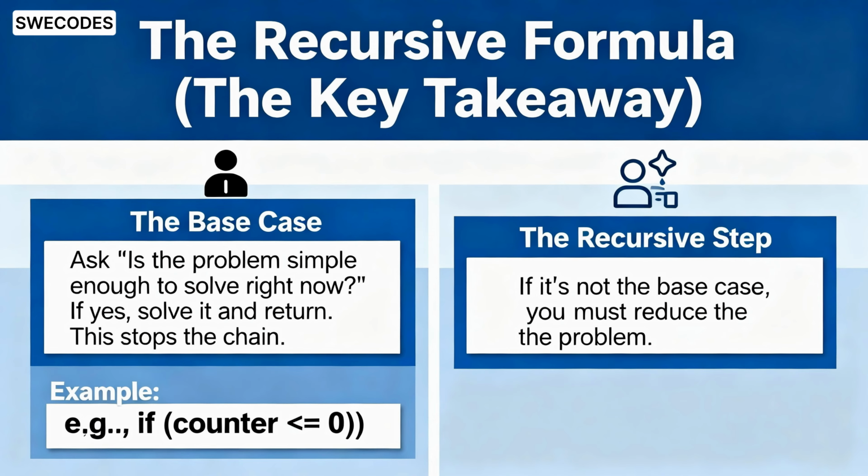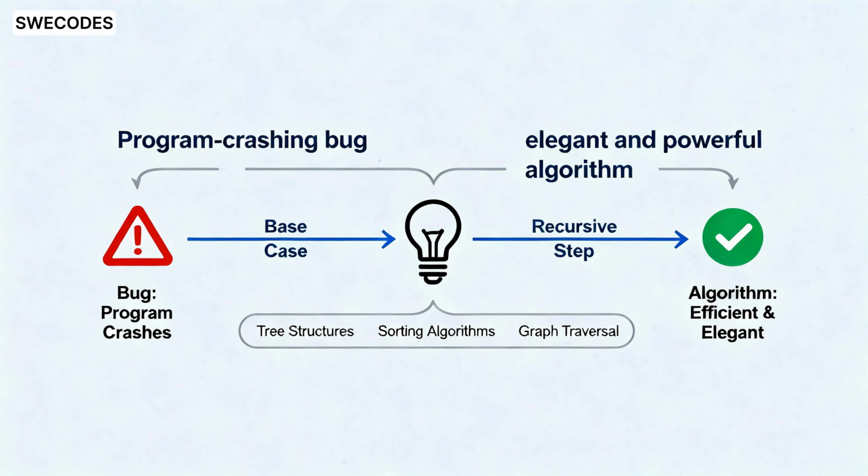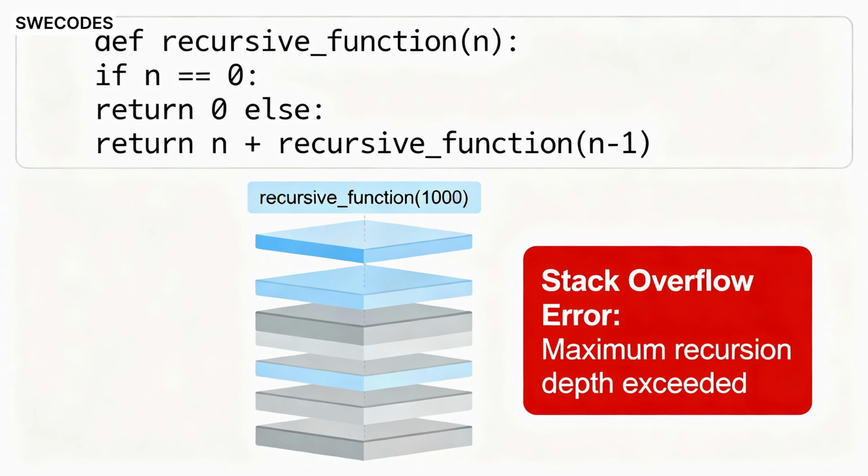The recursive step: if it's not the base case, you must reduce the problem. Make it one step simpler, and call the function with that smaller piece. Example: counter - 1. This distance from the base case is called the problem size. Your recursive step must always shrink the problem size, guaranteeing you will eventually hit the base case. You've just turned a program-crashing bug into an elegant and powerful algorithm. Master this pattern of base case and recursive step, and you'll be ready to tackle advanced topics like tree structures, sorting algorithms, and more.